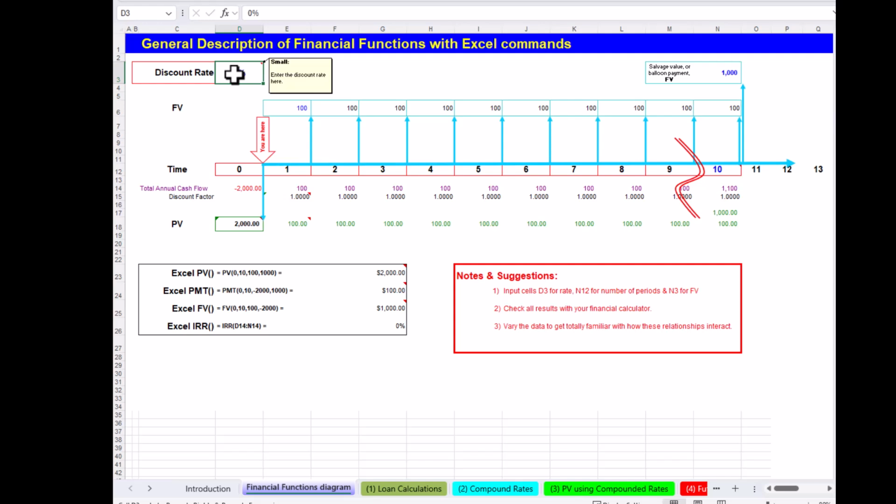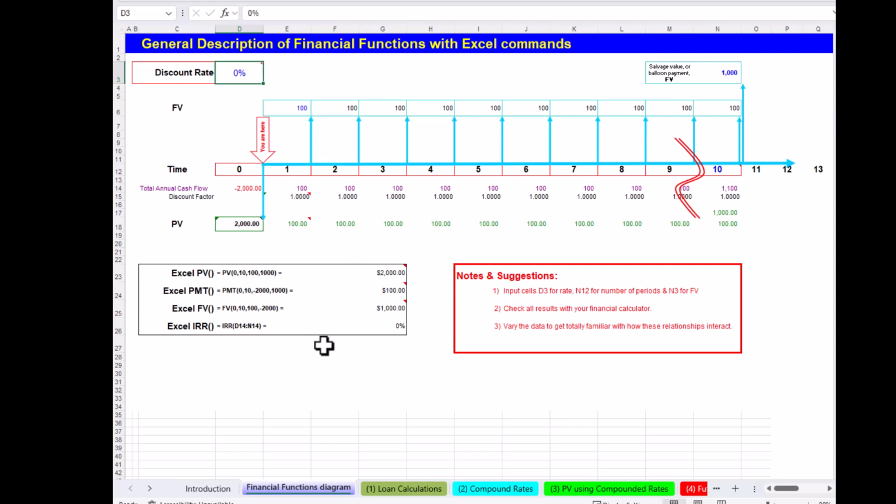Rather than doing these things year by year, as we saw last week, we can use the Excel functions, and down here in this panel is an example of the different Excel functions that are particularly relevant to this system or this situation of calculations.